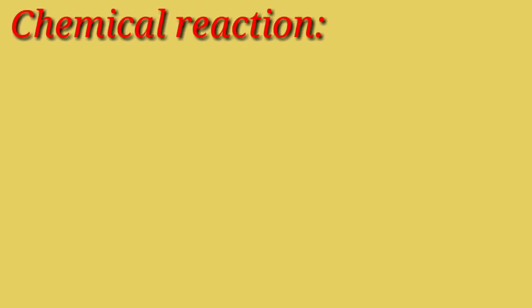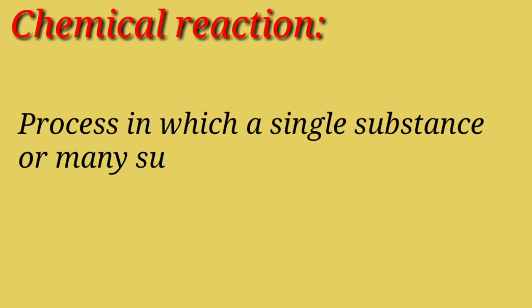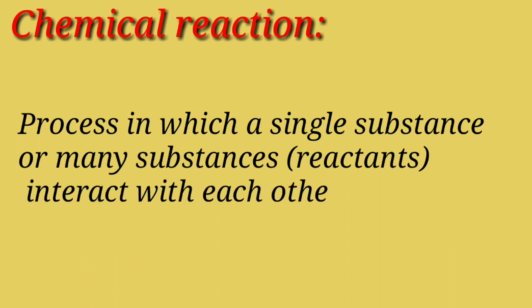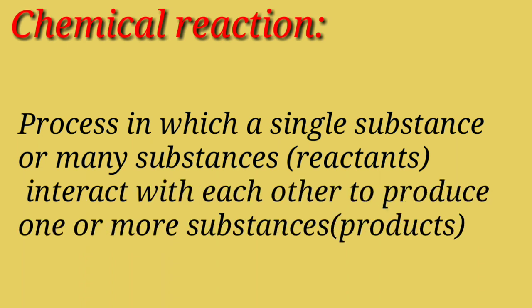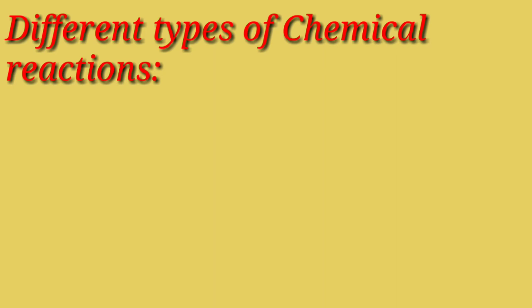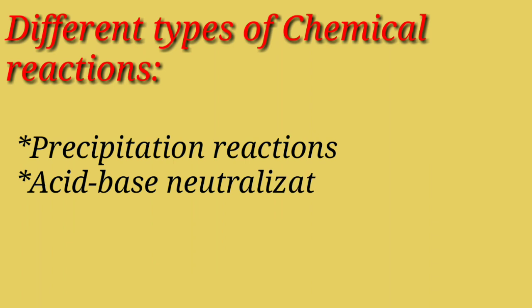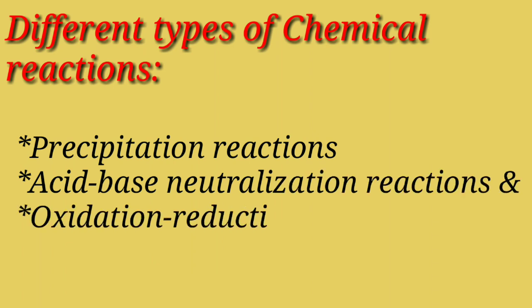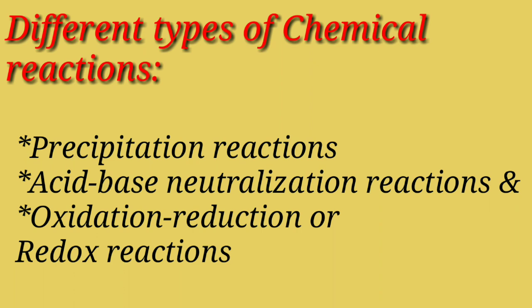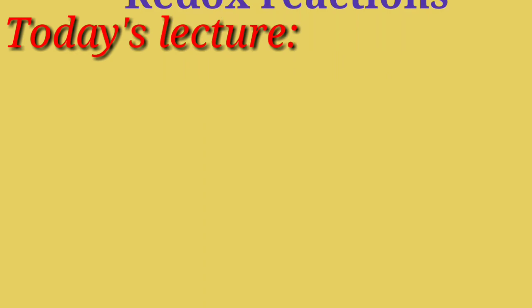Students, we know that chemical reaction is a process in which a single substance or many substances called as reactants interact with each other to produce one or more substances, that is products. And the different types of chemical reactions are precipitation reactions, acid-base neutralization reactions, and oxidation reduction or redox reactions. In today's lecture, we are going to study about redox reactions.